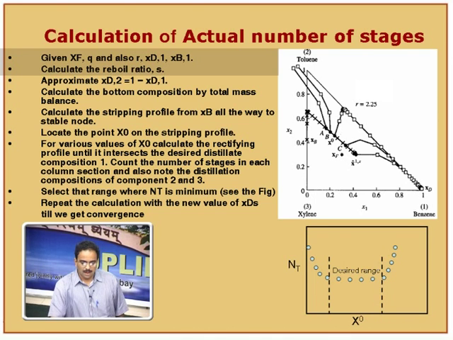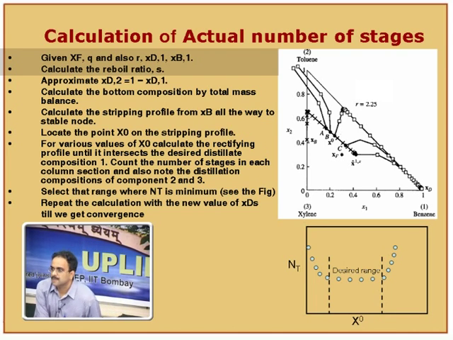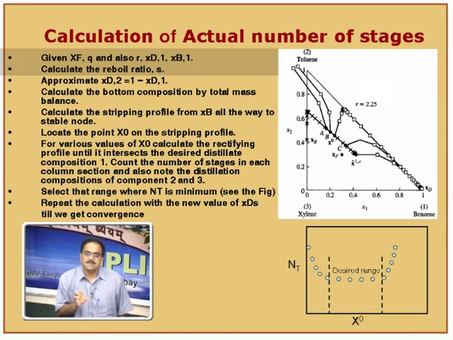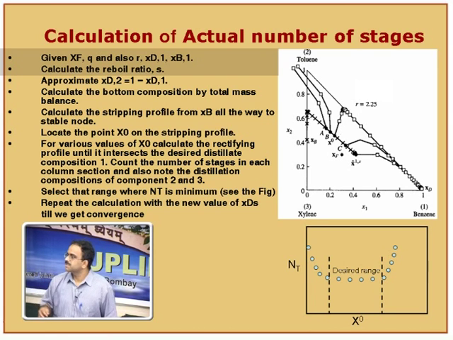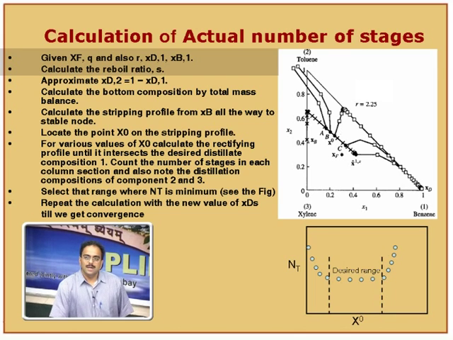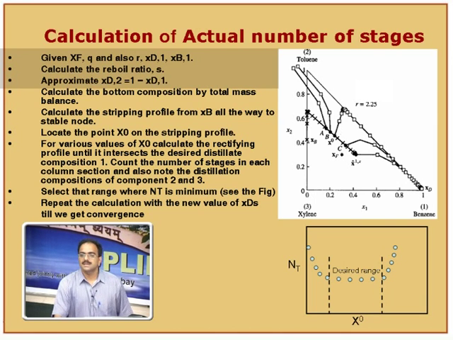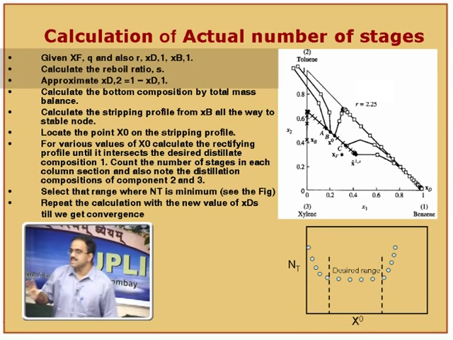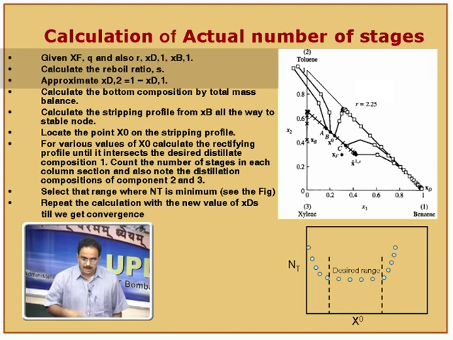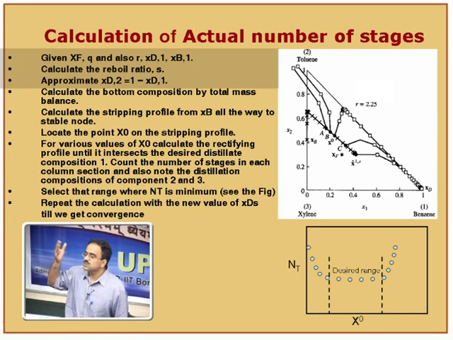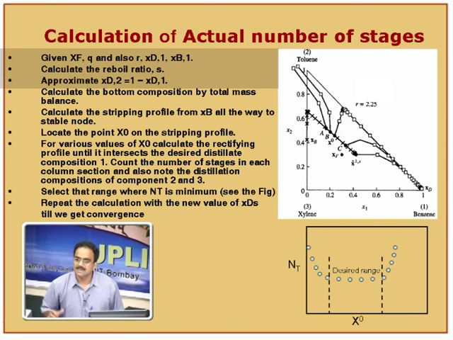So the next step is I will just say that my xD3, the composition of the least volatile component in the distillate stream, is 0 in the beginning. Let's make this assumption in the beginning, that xD3 is 0. If xD3 is 0, then xD2 will be 1 minus xD1. In reality it won't be 0, I am going to come to this point later, but in order to start the calculations, since xD3 is anyway a trivial composition, nobody is interested in it because it is the composition of the least volatile component in the top stream. So I am just making the assumption that it is 0.